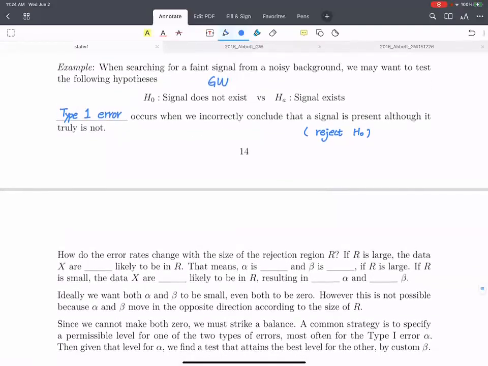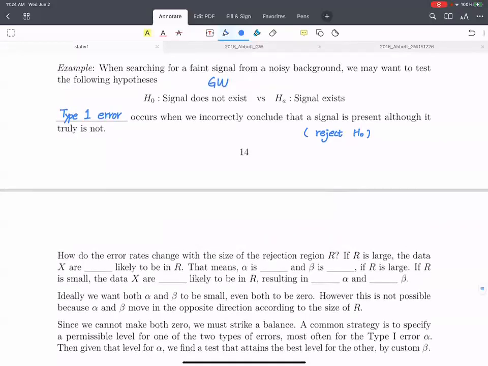So how do the error rates change with the size of the rejection region? As I said, alpha, the type 1 error rate, is the probability that the data is in the rejection region when the null is true. And beta is the probability that the data is not in the rejection region when the alternative is true. So how do alpha and beta change if the size of R changes?